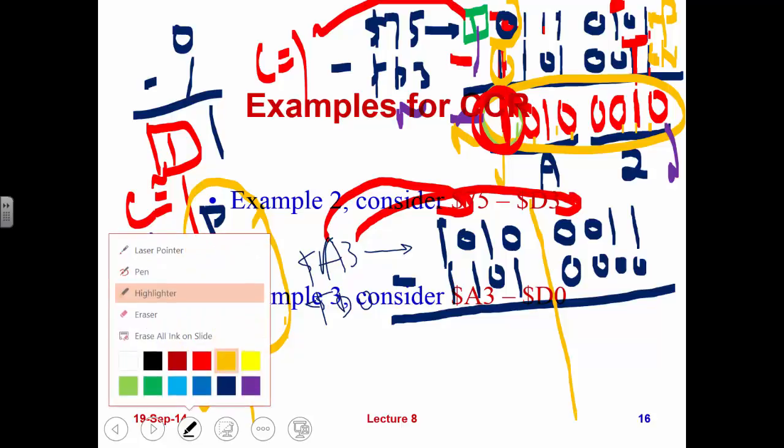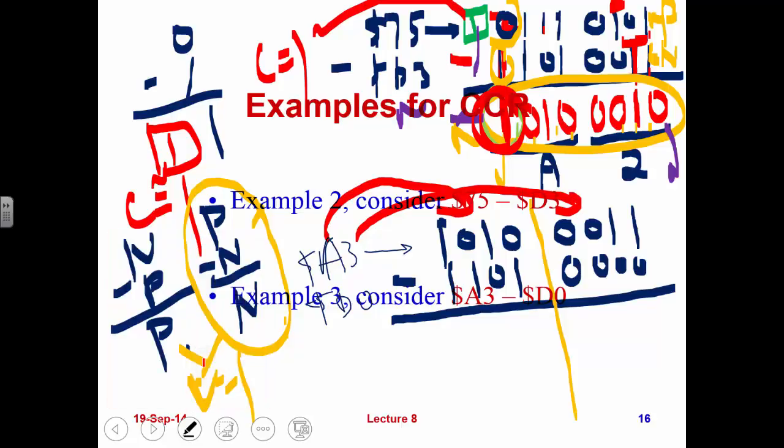Let me use the red color here. So 1 minus 0 is 1. 1 minus 0 is 1. 0 minus 0 is 0. 0 minus 0 is 0. Let's come here. 0 minus 1, we borrow from here. Borrow from here, that makes it 1.